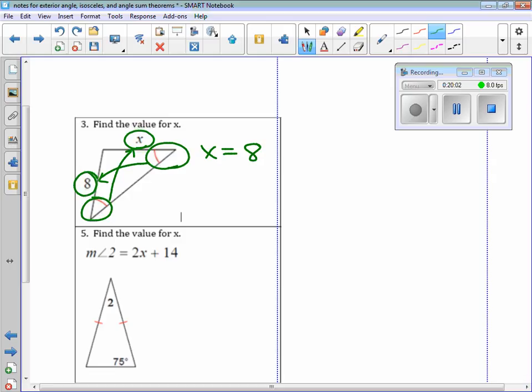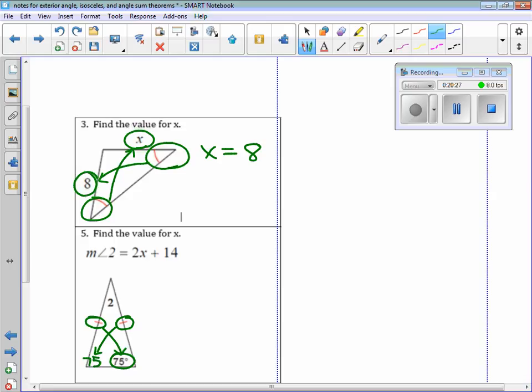In the next question, they ask us to find the value of x. And they told us that the measure of angle 2 is 2x plus 14. Well, if we look at the triangle, it's an isosceles triangle. We have two congruent sides. We know the opposite angles are also congruent. So if this angle is 75, then this angle is 75.